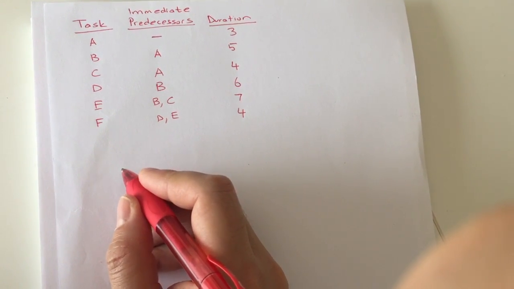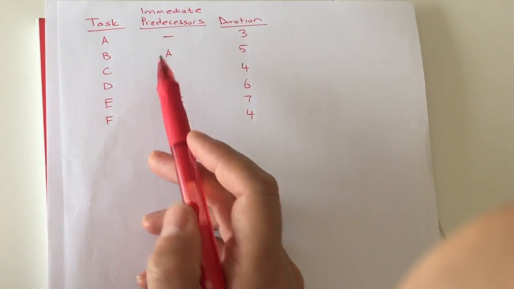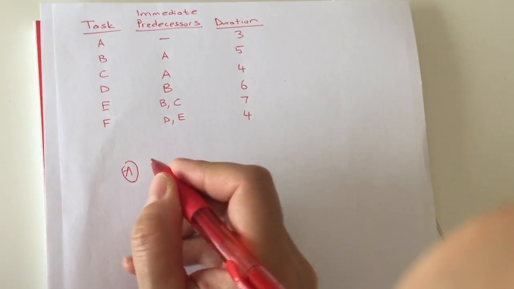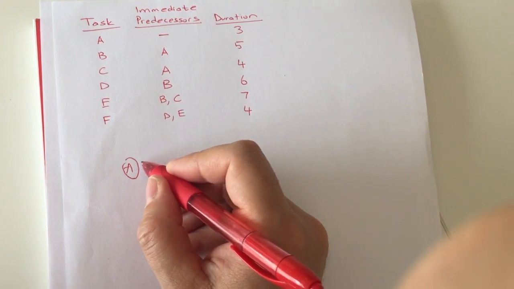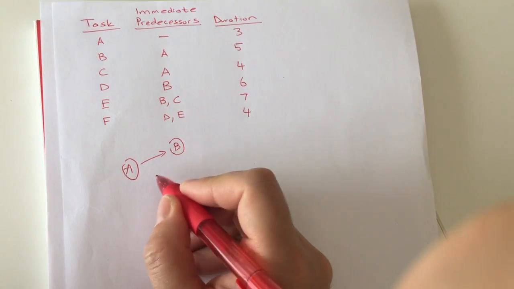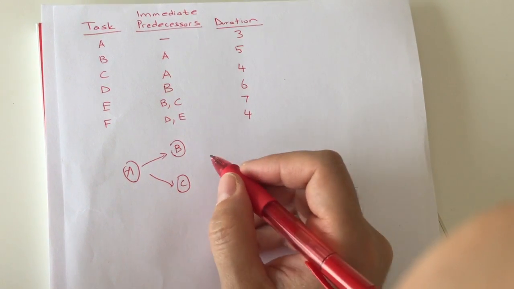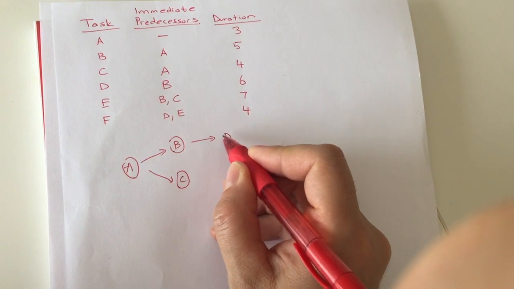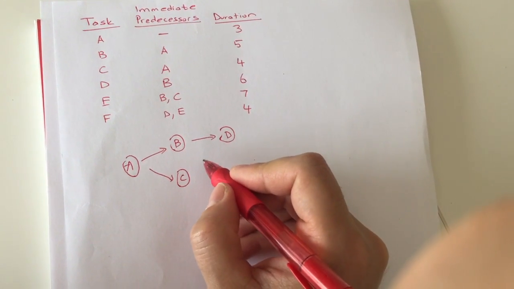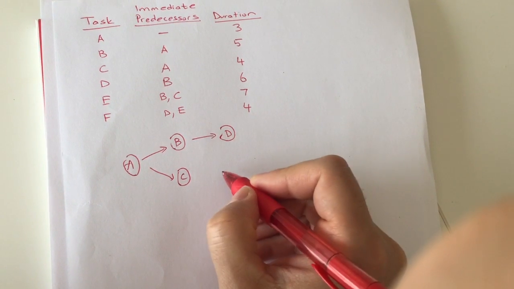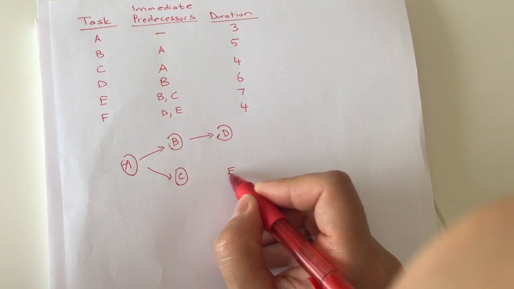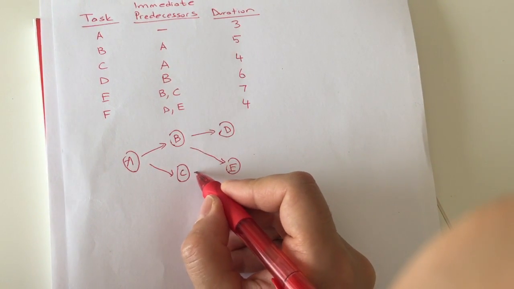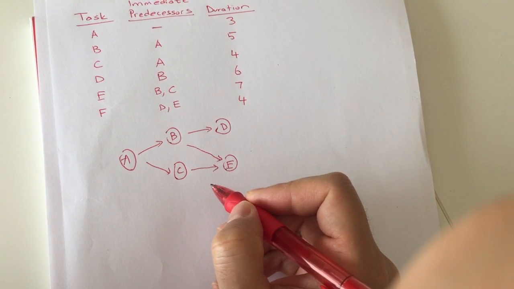So I'm going to start with task A, which doesn't have any predecessor. So let's just put A first. And then I have B and C that are following A. B and C, they follow A. And then D follows B. There's D, and it follows B. And E follows B and C, both of them. So in that case, I'm going to put E here, and I will make an arrow from B and also an arrow from C that goes into E.